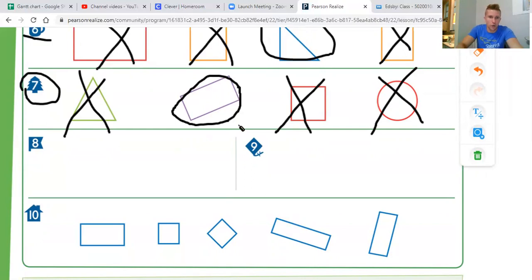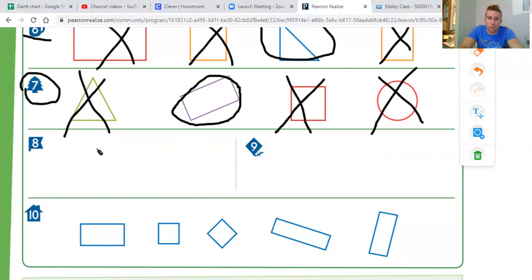Okay, listen to the clues because you're going to draw your own shape right here. Number 8 says, I have more than 3 sides, but the number of vertices I have is less than 5. All of my sides are the same length. What shape am I?